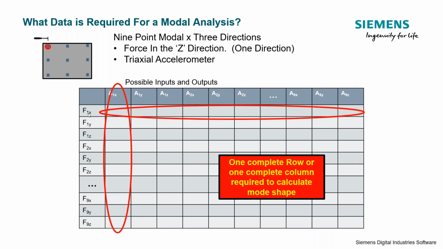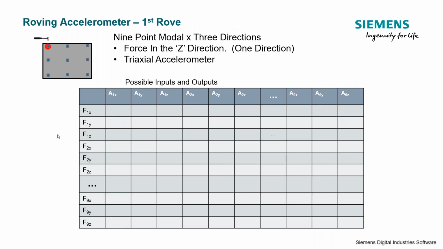So I have F1X, I can input in the X, Y, and Z direction. And then I go from 1 to 9. And I can also, at each of these 9 points, measure the response in the X, Y, and Z direction at all the points. So I go from A1 to A9. In order to get complete mode shapes, I need either one row or one column of the table of my possible inputs and outputs. So let's talk about a roving accelerometer test.